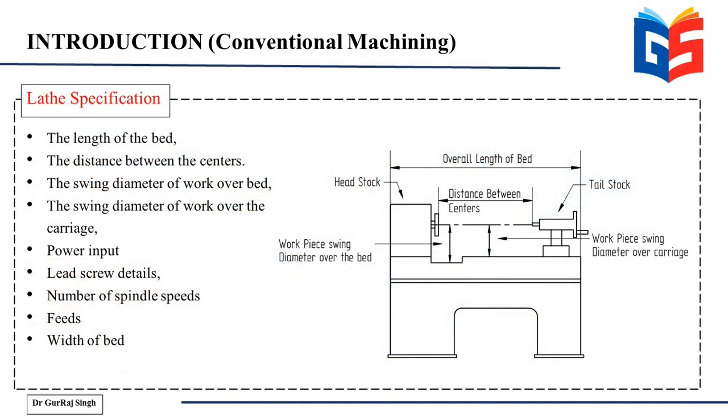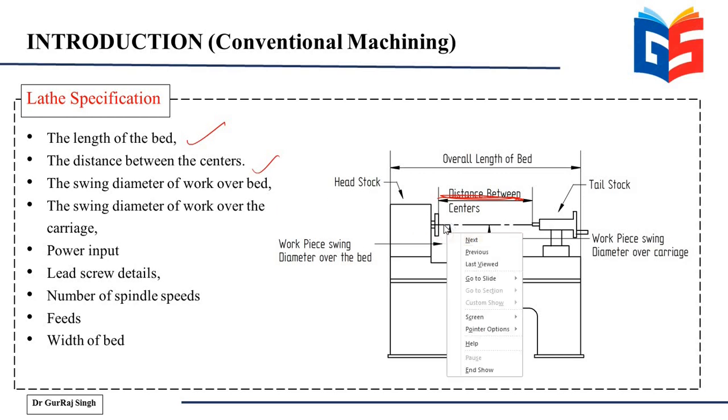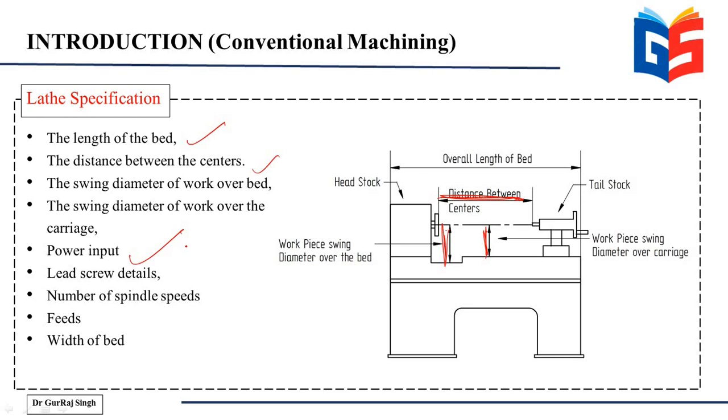Now, what are the specifications that you need to know whenever you're discussing lathe machines? Well, you need to take a look at the length of the bed, the distance between the centers, it is this distance, then the swing diameter of the work over the bed, so this generally is the swing diameter, this one. Then the swing diameter of the work over the carriage, which is this particular length. And then finally the power input. What is the power input in case it's an electric lathe? Then the lead screw details.